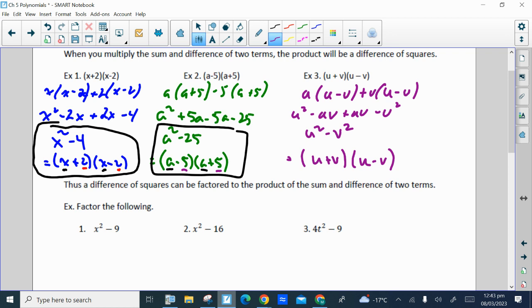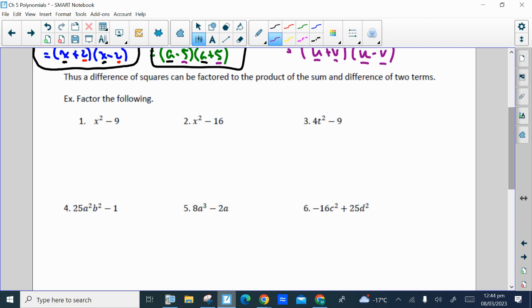So u squared minus v squared, difference of squares. The square root of u squared is u, that is where those u's come from. The square root of v squared is v, that's where those v's come from. One's a plus, one's a minus. Once you recognize that you have a difference of squares, they are really easy to factor. You just have to make sure that they are a difference of squares, which means, again, you have a binomial, there's a minus sign in between, and both terms are perfect squares.